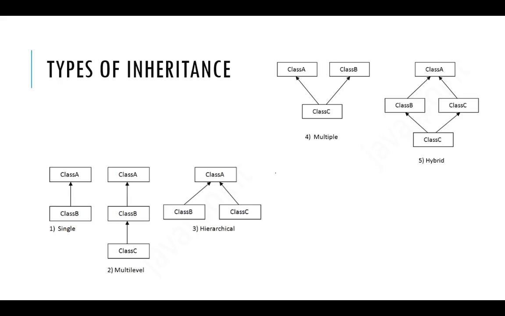We already learned this topic, the types of inheritance, but in that session I had kept all this figure together: single, multi-level, hierarchical, multiple and hybrid. But in this session I have separated out this whole figure. एक साइड पे मैंने 3 फिगर रखा हुआ है और दूसरे साइड पे मैंने अलग से 2 फिगर रखी हुई है. So these 3, that is single, multi-level and hierarchical, these 3 types of inheritance are supported by Java. But Java does not support multiple inheritance as well as hybrid inheritance.